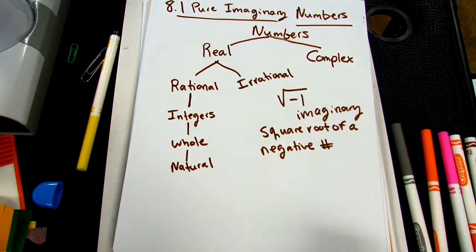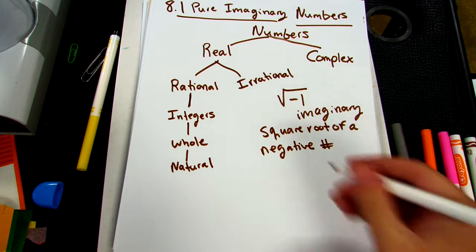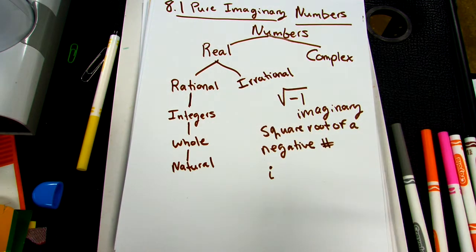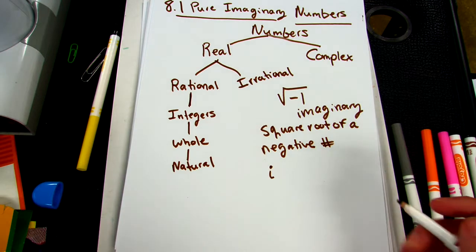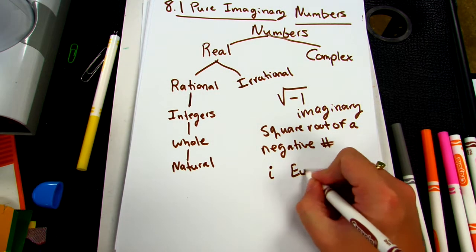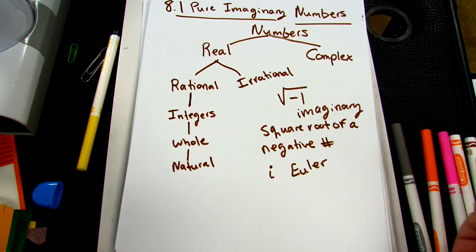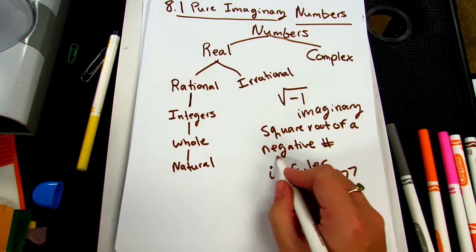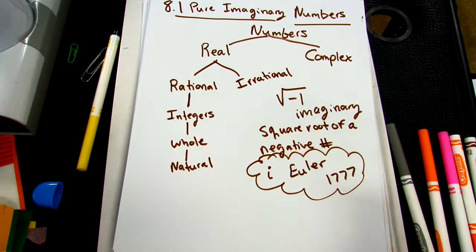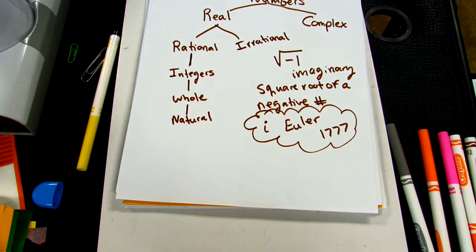Just a little history lesson. Imaginary numbers have been denoted with a little i. The person who introduced the little i to us was Euler, a famous mathematician, and he did this in 1777. So a little history: Euler is our big important mathematician in this chapter. All right, so let's go ahead and talk about a definition.